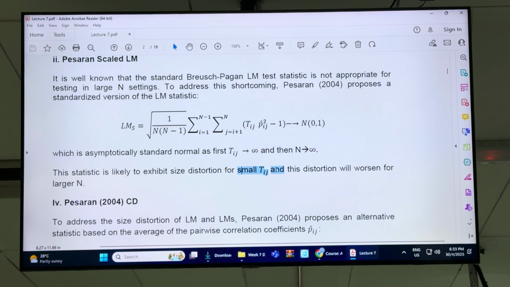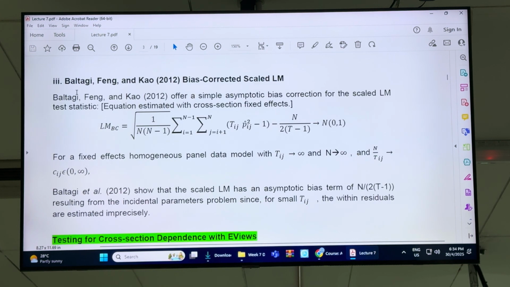Because we are talking about the small T, how do we solve the small T issue in the Pesaran scaled LM test? So Baltagi et al. make some adjustment. They propose an asymptotic bias term, which is N over 2 times (T minus 1). We use this bias term to solve the small T issue in the scaled LM test, to make the residual much more precise and then calculate the Lagrange multiplier statistic. That's why this is called another version.